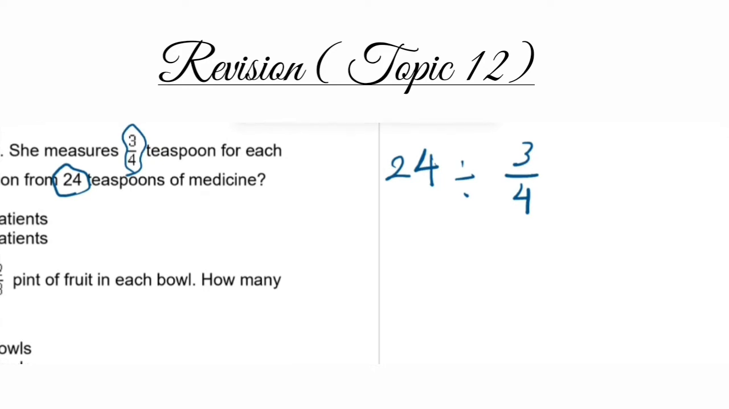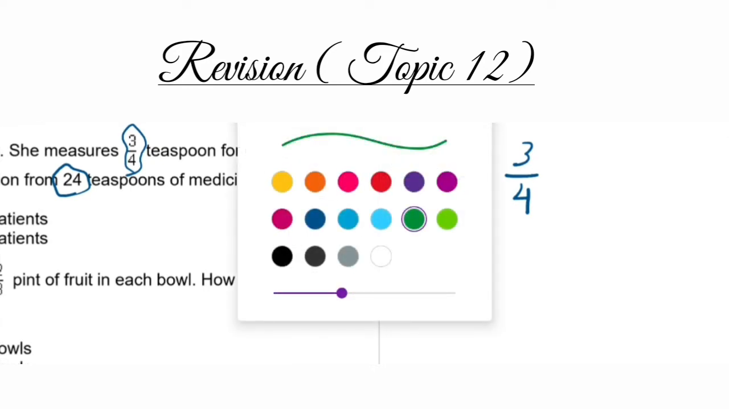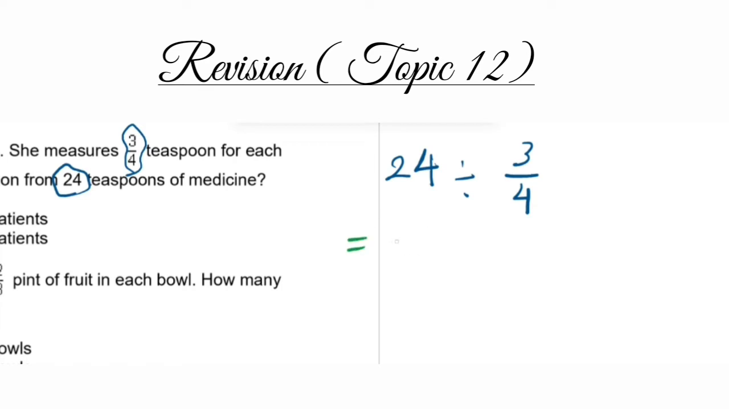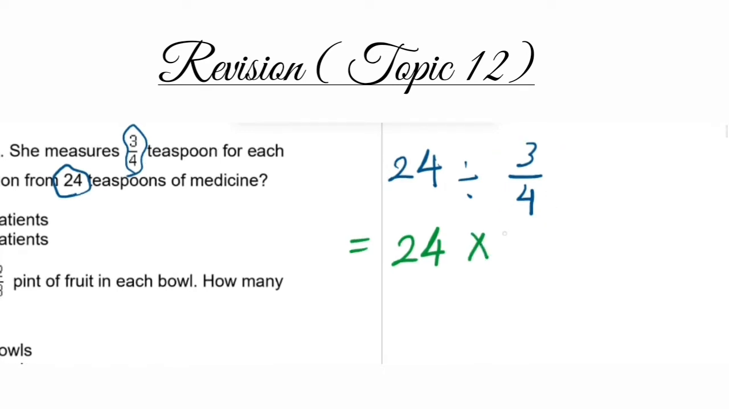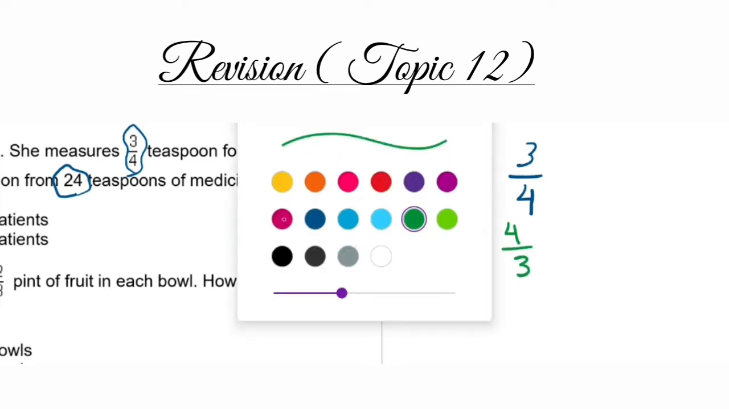Let's do the same as the previous question. Write the dividend as it is. Change division into multiplication. Get the reciprocal of the divisor, which is 4/3. After that, simplify.